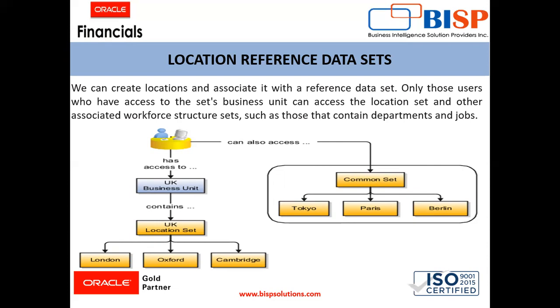As we can see on the screen, the user can access the common reference data set relating to the location and can also have access to the specific reference data set which contains the UK location set. So London, Oxford, Cambridge, Tokyo, Paris, and Berlin. All these locations can be accessed by the user who has been assigned to the UK business unit.